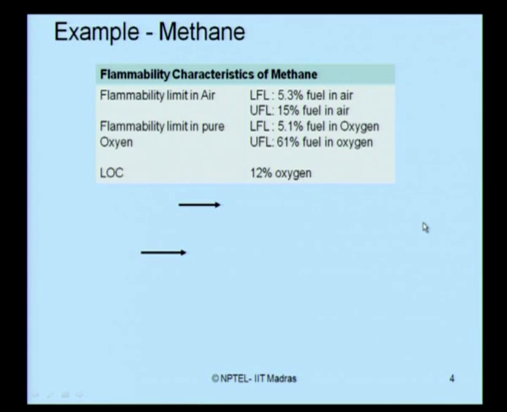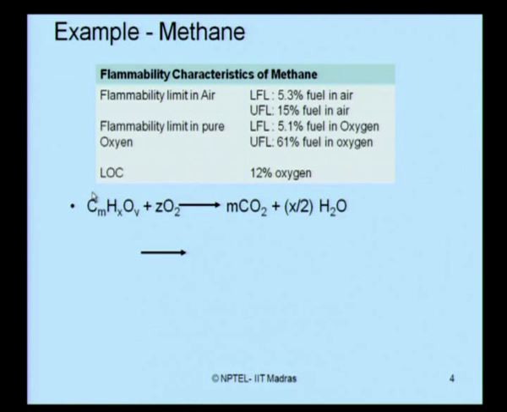If you want to draw the flammability diagram for a specific mixture, let us say for example methane, identify the flammability characteristics of methane which is available in the standard literature. The flammability limit of the fuel in air, LFL and UFL, are given in the literature. The flammability limit in pure oxygen for the mixture is also available in the literature, and of course the limiting oxygen concentration is taken as 12% of oxygen.